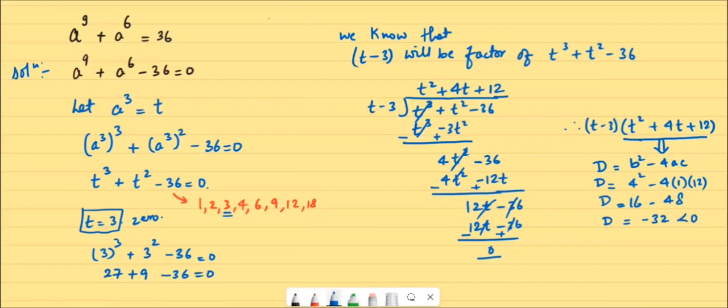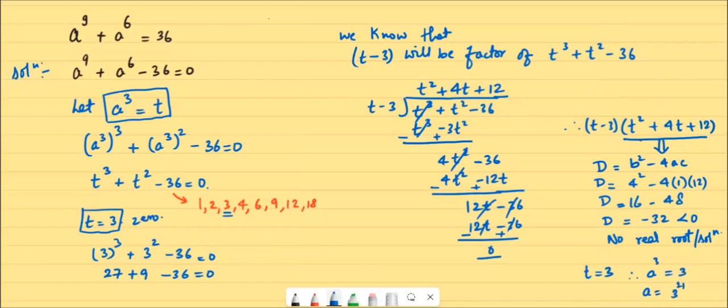So what do we mean by discriminant less than 0? That means no real solution, no real root. So our only solution is t equals 3, right? And since we have assumed t is equal to a cubed, therefore we have to find the value of a. Therefore a to the power 3 is equal to 3. Therefore a equals 3 to the power 1 by 3 is our only solution.